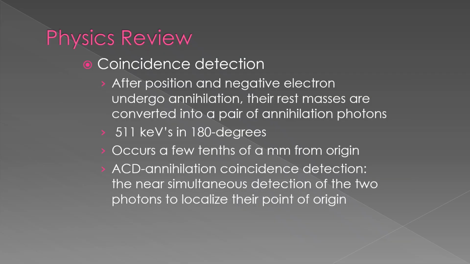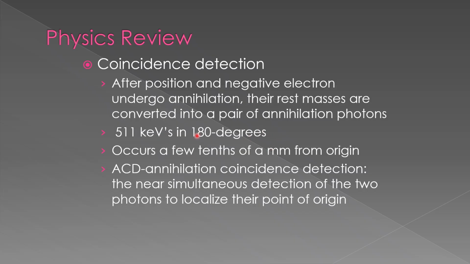Now, when it comes to actually imaging with PET, we use something called coincidence detection. After the positron and the negatively charged electron undergo that annihilation, their rest masses are converted to a pair of annihilation photons. So this is that collision that I told you about. All their mass gets converted to energy, and we have the two 511 keV annihilation photons. Those are emitted 180 degrees from each other.